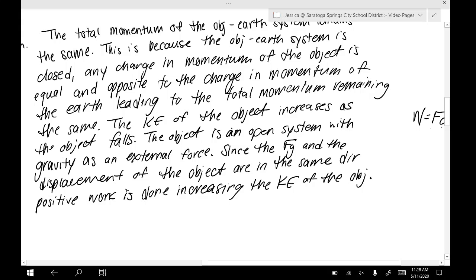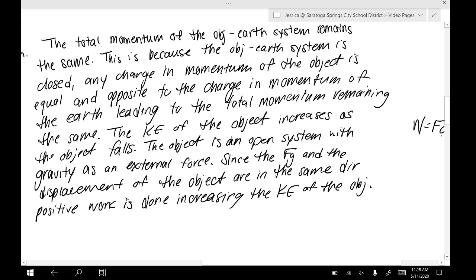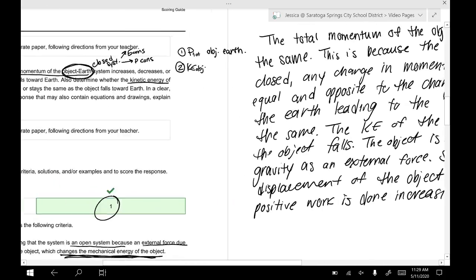So we have total momentum of the object Earth system remains the same. Because the object Earth system is closed, any change in momentum of the object is equal and opposite to a change in momentum of the Earth, leading to a total momentum remaining the same. The kinetic energy of the object increases as the object falls. The object is in an open system with gravity as an external force. Since the force of gravity and the displacement of the object are in the same direction, positive work is done, increasing the kinetic energy of the object. Okay, so I've answered the questions and I've explained why.